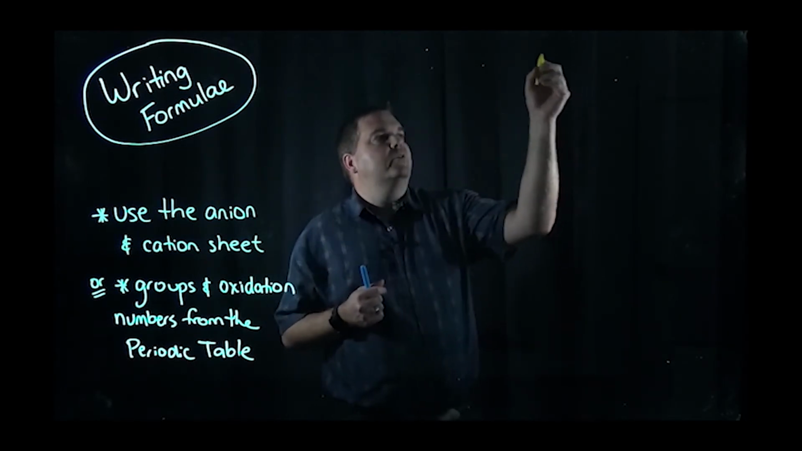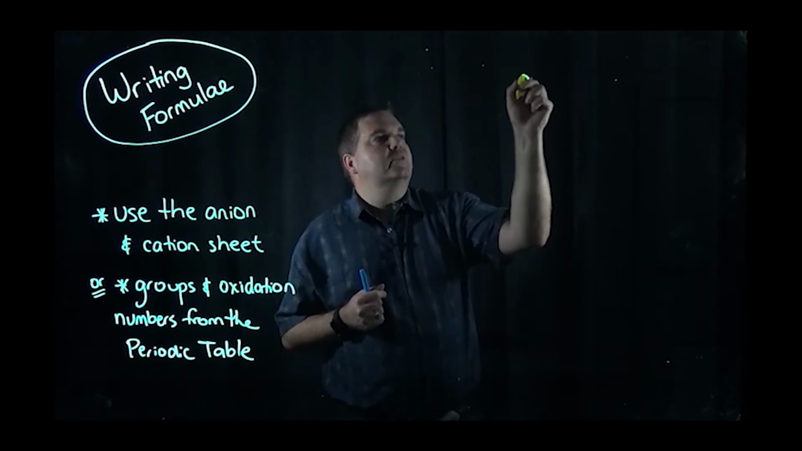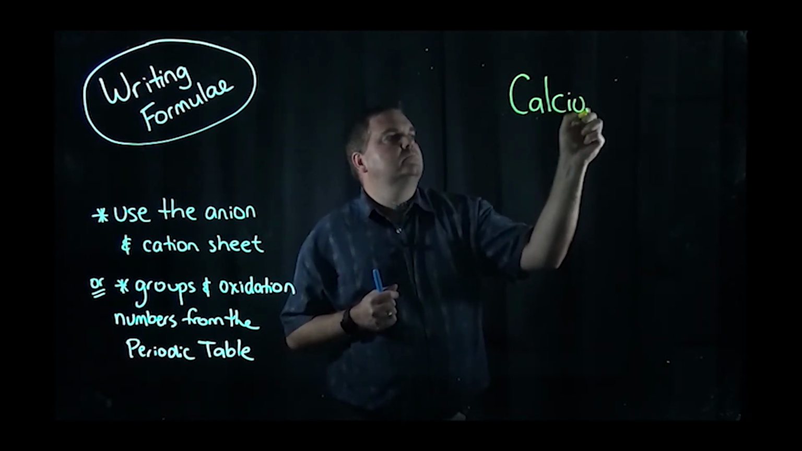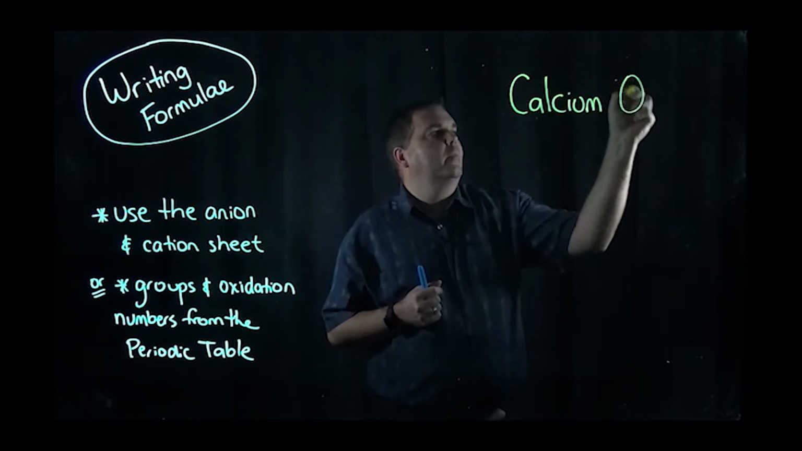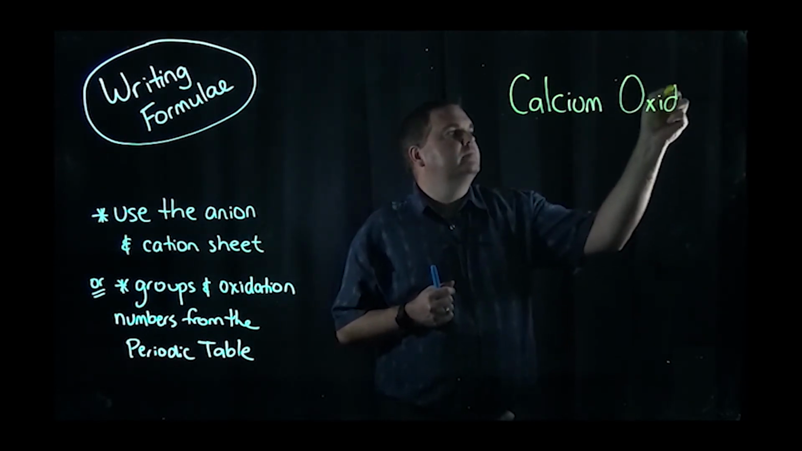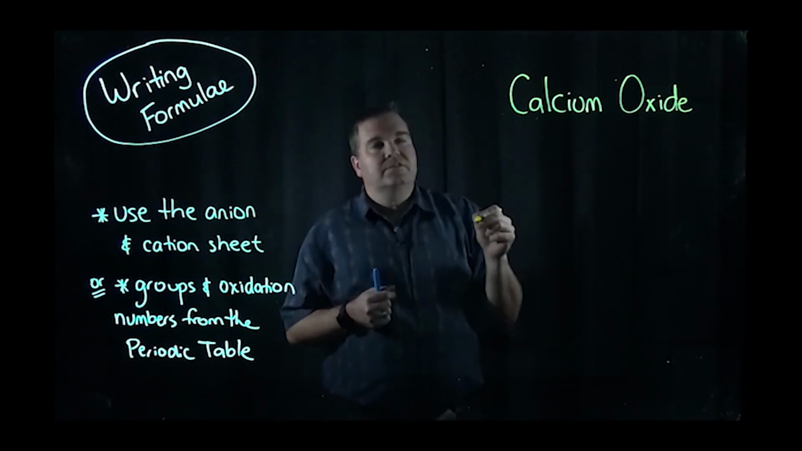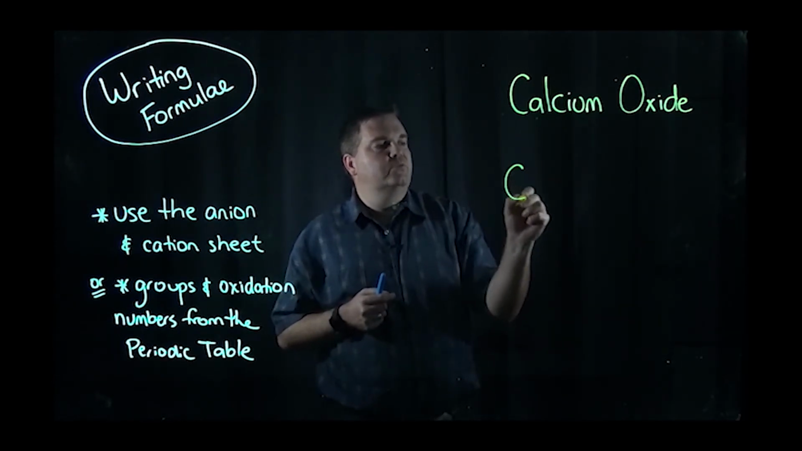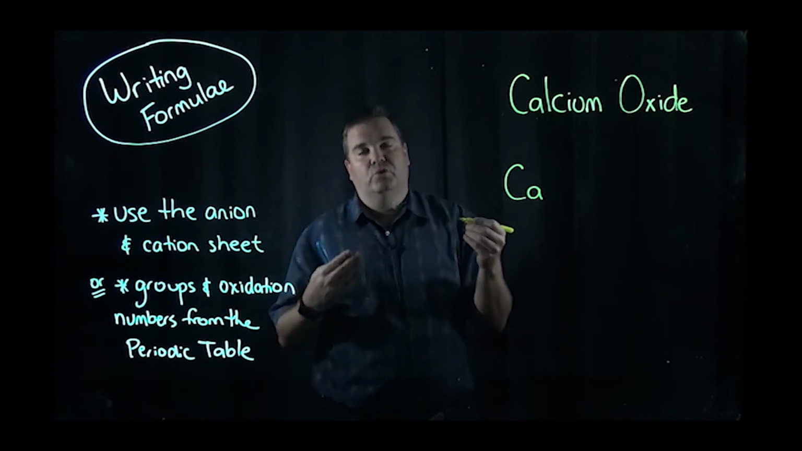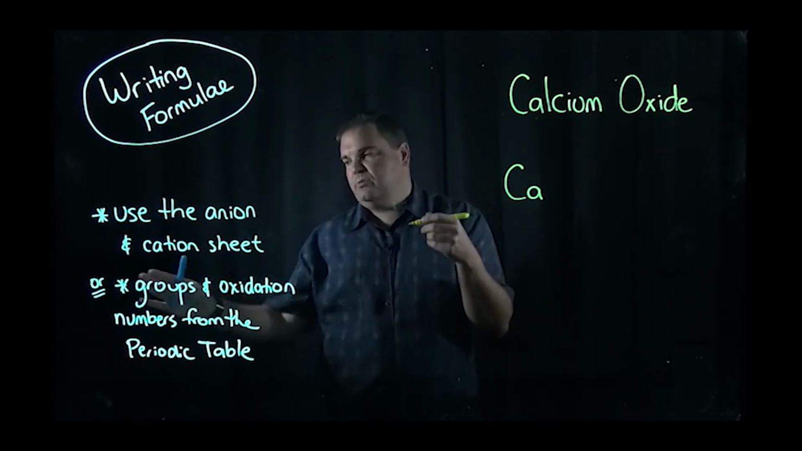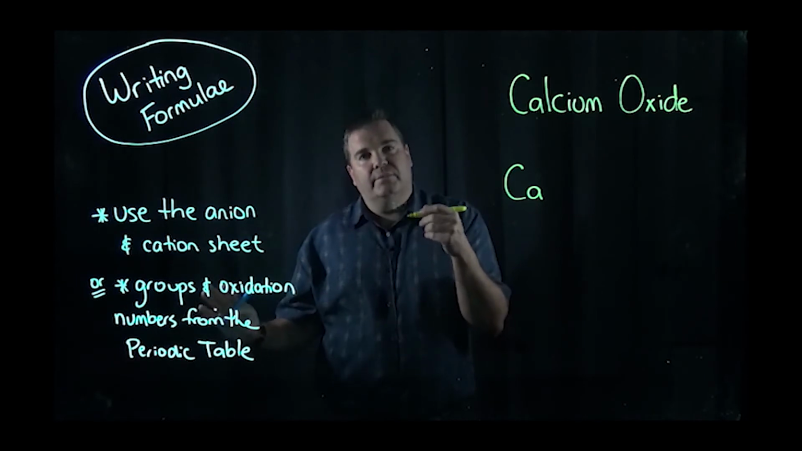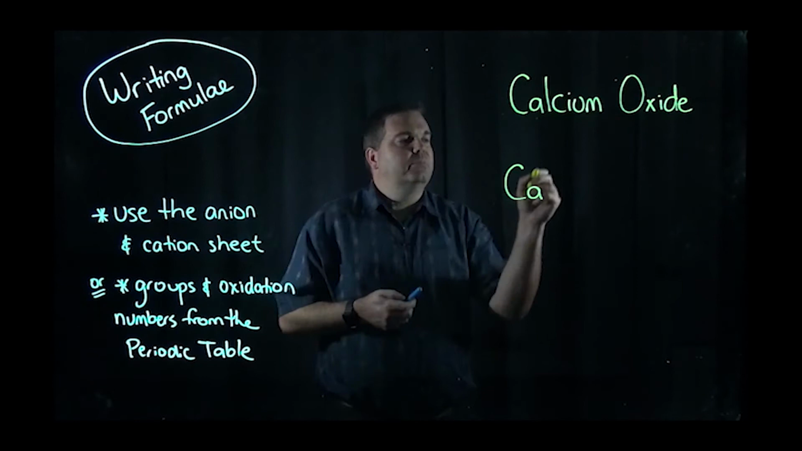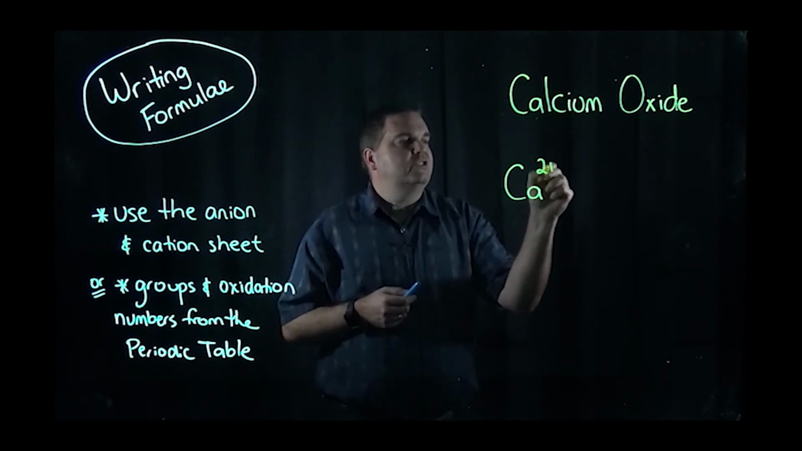So this time I'm going to show you calcium oxide. If you look at the anions and cations sheet, you will find that calcium, the symbol Ca, is in group 2 on the periodic table, so it has a 2+ charge. And that's where I said if you know the groups, you can use them a little bit to help you out with the charge. But if you have a look on the anion and cation sheet, it says 2+ on there, so we put our 2+ charge on there.